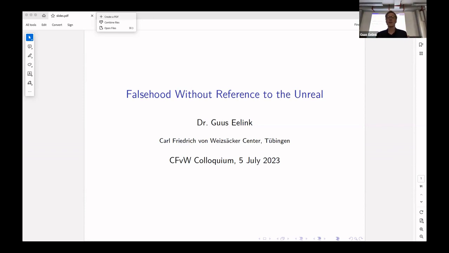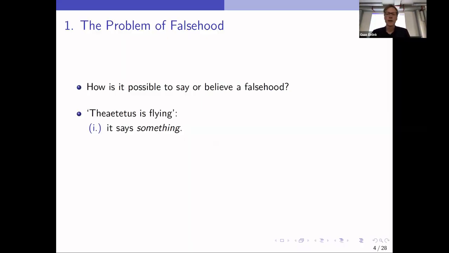Now, I take it that the problem of falsehood arises because of a clash between two intuitions about this sentence. On the one hand, there is the intuition that the sentence says something, because after all, you understand what it is that the sentence says. And on the other hand, the sentence says something which is not a reality, because after all, it's a false sentence, and in reality, Theaetetus is not flying.